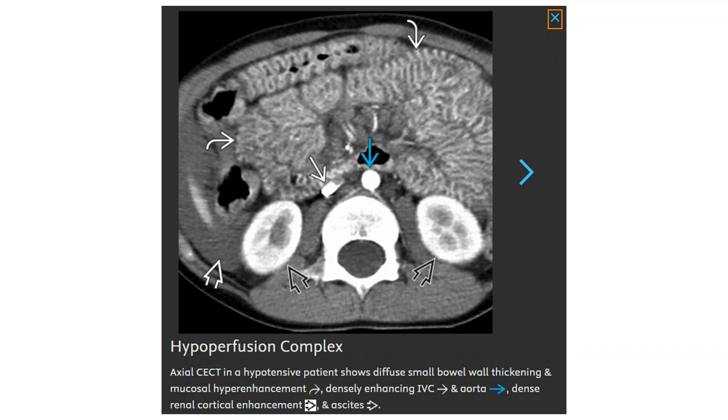Contrast enhanced CT in a hypotensive patient shows diffuse bowel wall thickening and mucosal hyperenhancement, densely enhancing IVC and aorta, dense renal cortical enhancement and ascites.